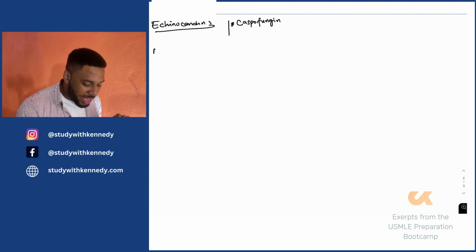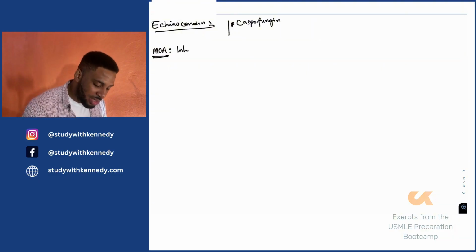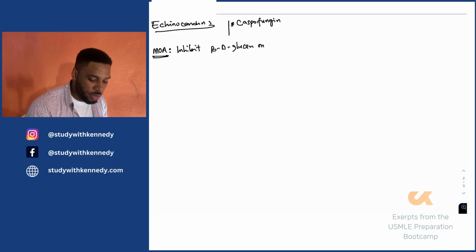So what is the mechanism of action of caspofungin? You should be able to tell me that they inhibit beta-D-glucan on the fungal cell wall.